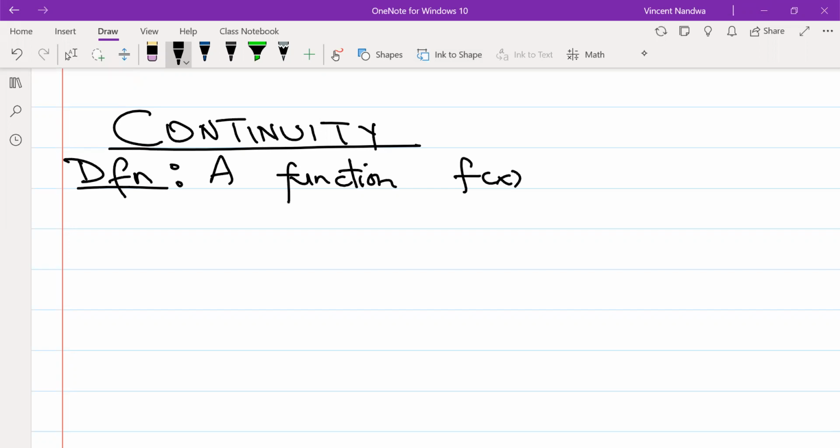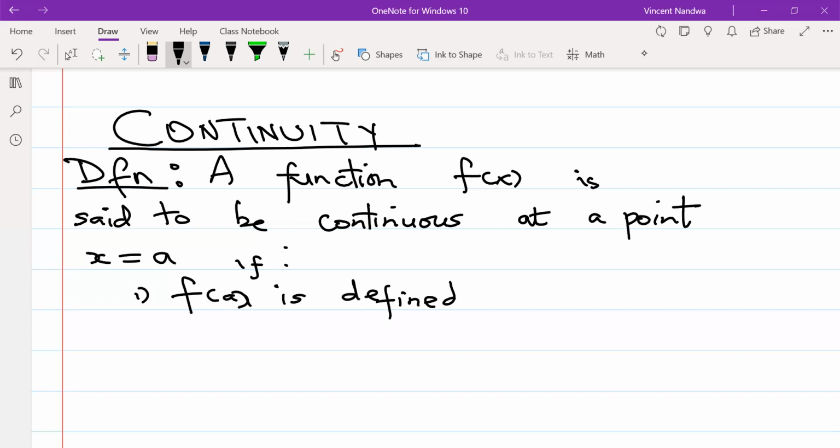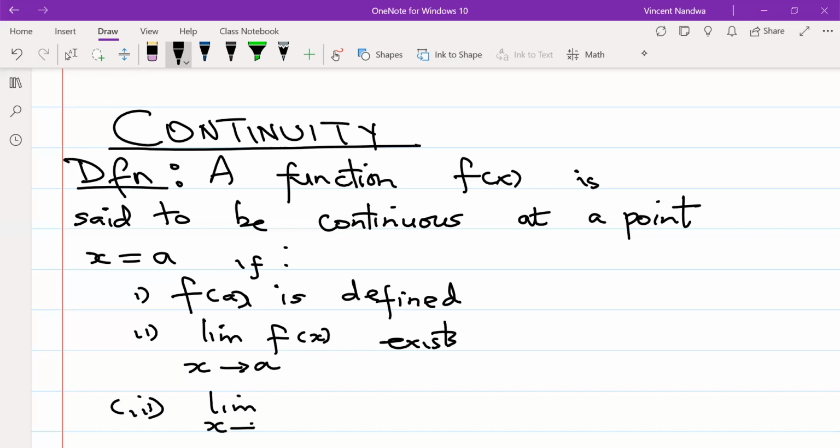f of x is said to be continuous at a point x equals a if: 1, f of a is defined; 2, the limit of the function as x approaches this point a exists; and the last condition, 3, the limit as x approaches a of f of x is given by f of a.